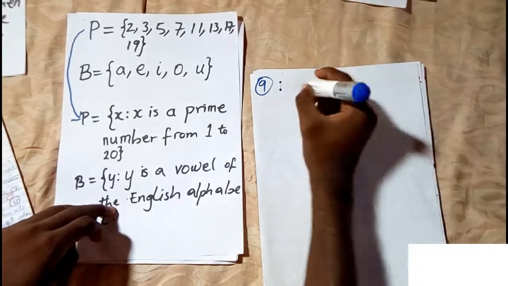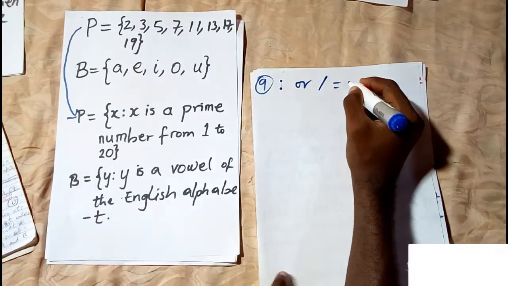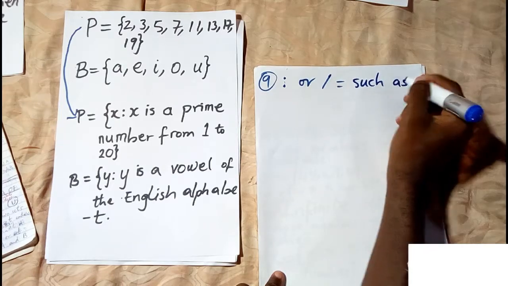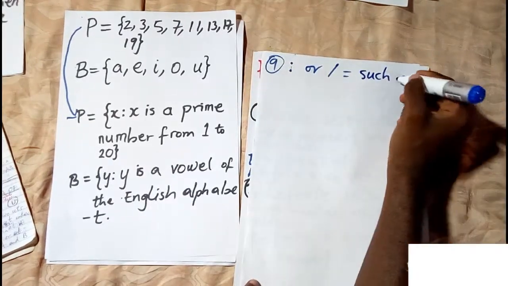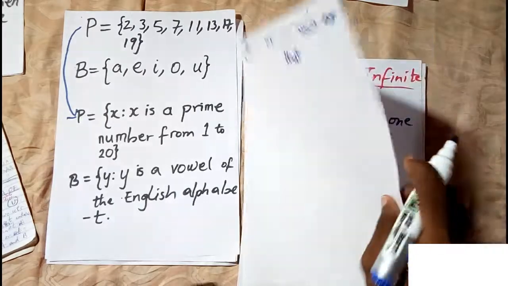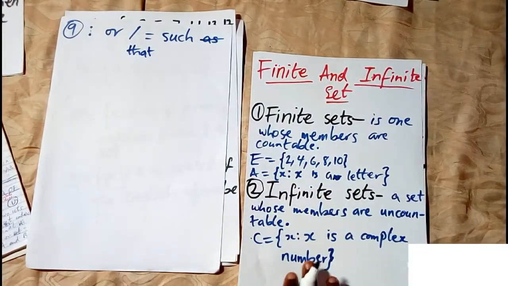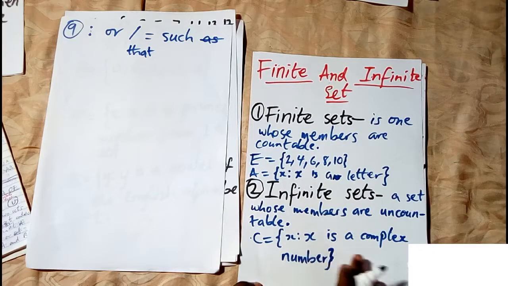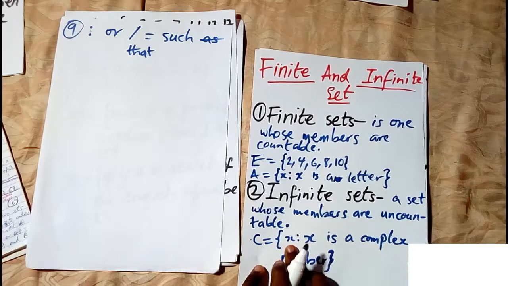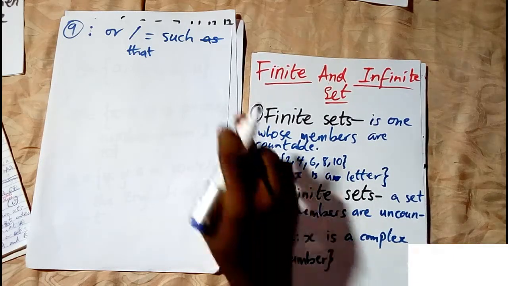We have this symbol. This is read as "such that." We have been using the colon in our lesson. Here is a typical example: C is a set where X, such that X is a complex number. So that is the reason.